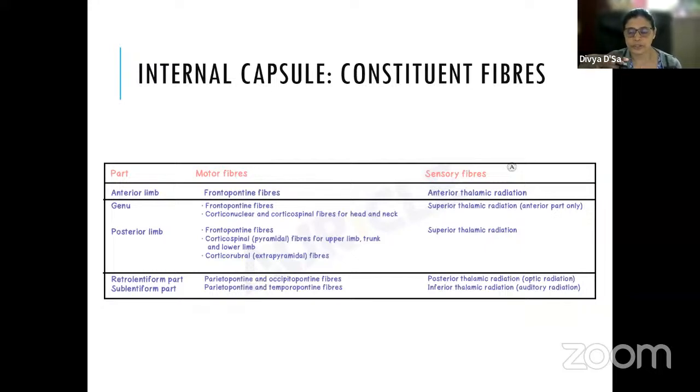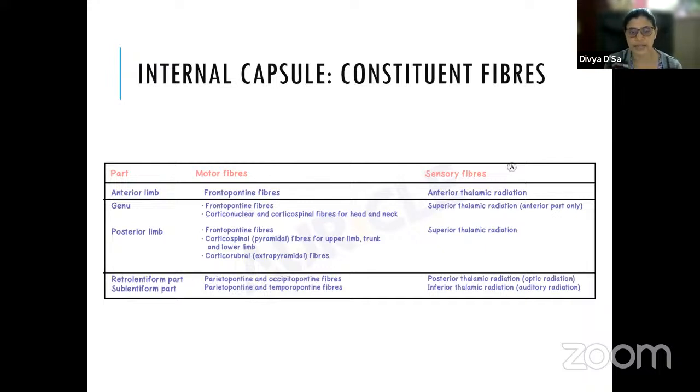So you should know, we do not ask the entire pathway in anatomy, but you should know what fibers are going through each of these parts. Now, the anterior part has both motor and sensory fibers going. The motor fibers there will be the frontopontine fibers, whereas sensory fibers will be from the anterior nucleus of thalamus, the anterior thalamic radiation. Then the genu carries frontopontine fibers, which includes both corticonuclear and corticospinal fibers, and sensory fibers are through the superior thalamic radiation.